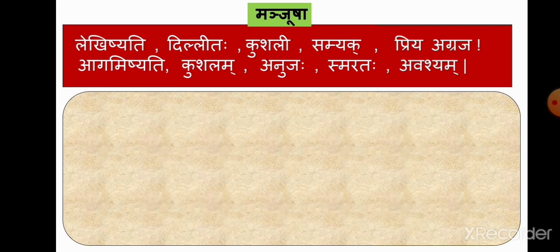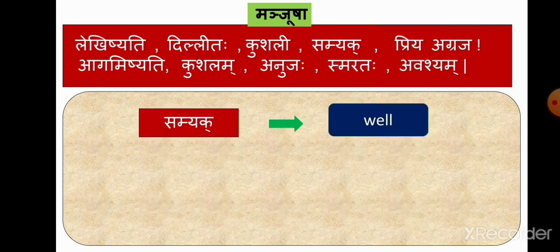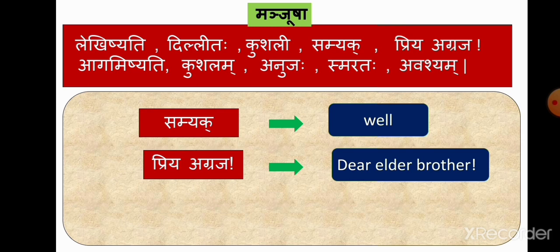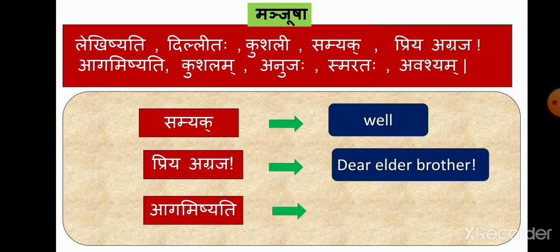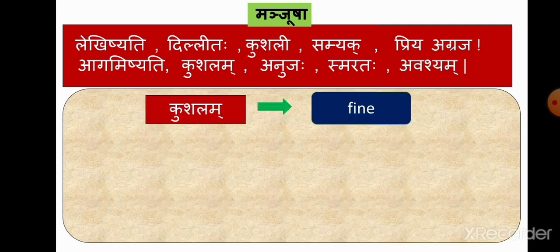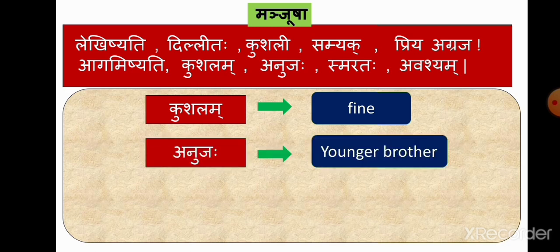The next word is Samyak. It means well. Priya Agraja. It is used in Sambodhan Vibhaktihi and it means dear elder brother. Agamishyati is also used in Lit Lakarah and it means will come. The next word is Kushalam. It means fine. Anujaha means younger brother.